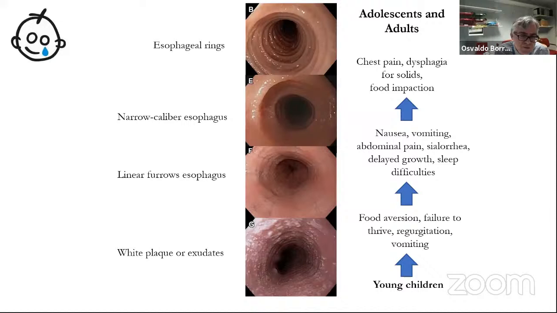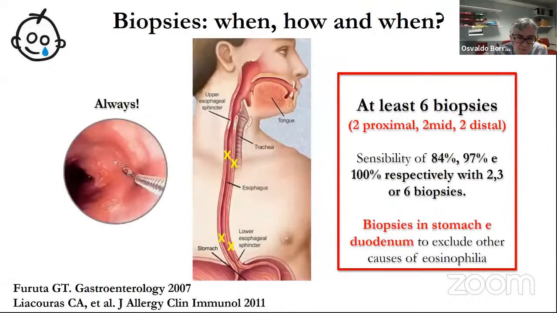The narrowing, of course, is associated with narrow caliber and esophageal rings, with chest pain, dysphagia for solid food, and impaction, while edema, white plaques, and linear furrow are much more associated with difficulty in eating, nausea, vomiting, and abdominal pain. So biopsy needs to be done always. This is a key aspect. In order to make the diagnosis, and also to assess the response to the treatment, we need to perform biopsy all the time.